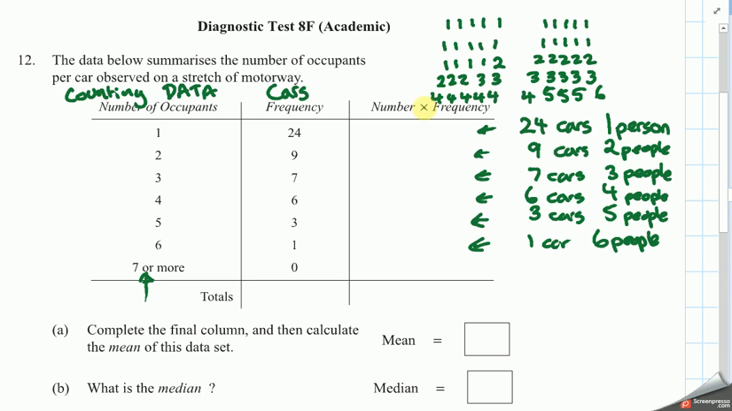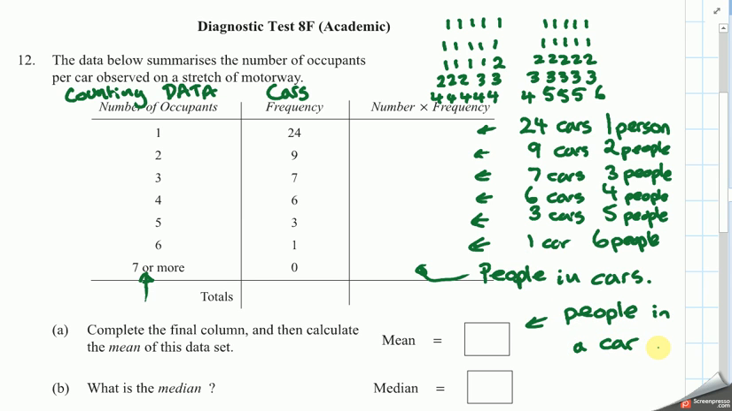Now this column, number times frequency, is interpreting this to say how many people there are. This is trying to find out how many people were in all the cars, which is needed for calculating the mean. The mean will be people in a car, so I'd need to work out the total number of people. To do that, I've got 24, 9 times 2 is 18 people, 7 times 3 is 21 people, 6 times 4 is 24 people, 3 times 5 is 15 people, and 1 lot of 6, 6 people.